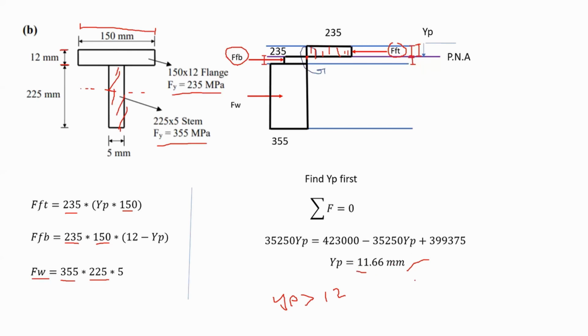Another thing, while you're locating Yp, if the value appears to be nonsense, like a negative value, that means there is something wrong. You have to try another location for the plastic neutral axis. So in our case, the plastic neutral axis is located in the flange. Everything is fine. I can proceed and find the plastic moment.